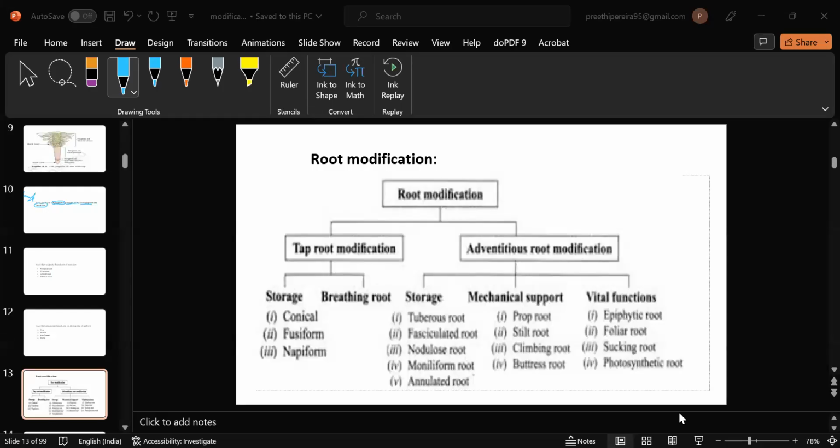Okay, so this is the modification. Now we'll come back to the PPT. Is this okay for y'all, switching here and there? Are you all understanding? Yes, ma'am.